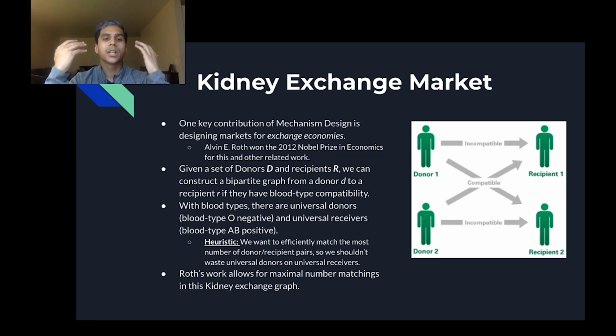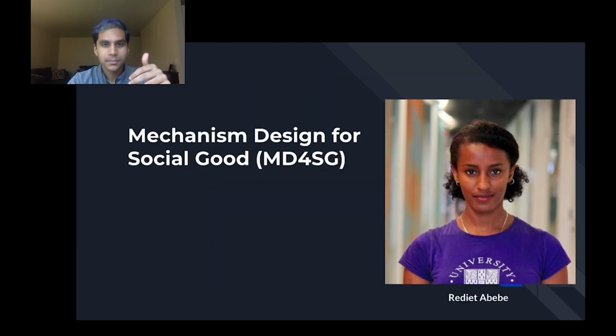And this is actually what's commonly used now across hospitals in order to maximize the number of kidney donations, thus resulting in saving thousands to millions of people's lives each year. So I think this is one way to show how you can use mechanism design to achieve socially good outcomes. And that leads to this idea of the mechanism design for social good movement.